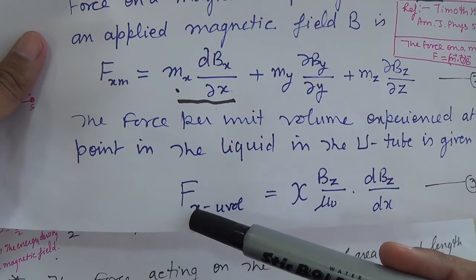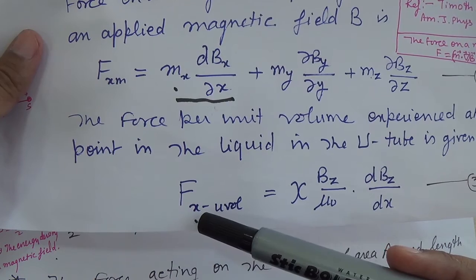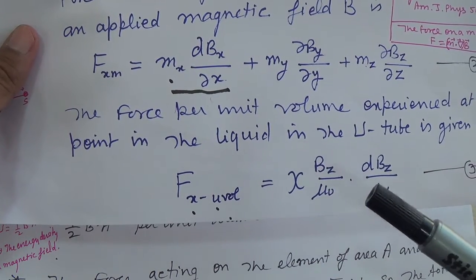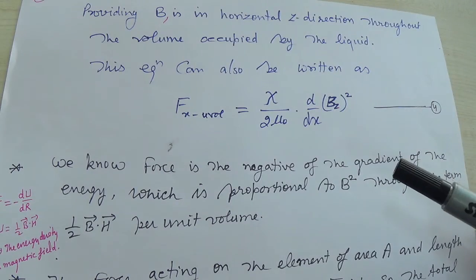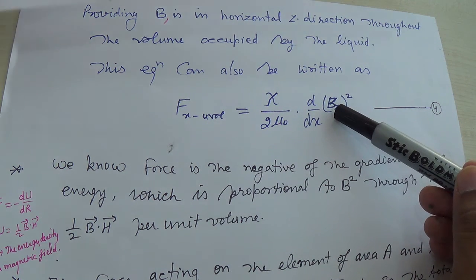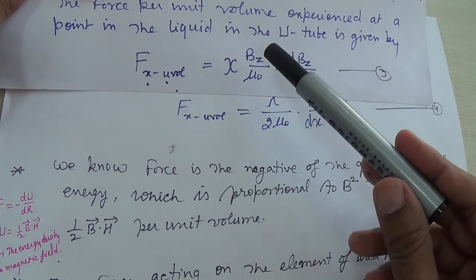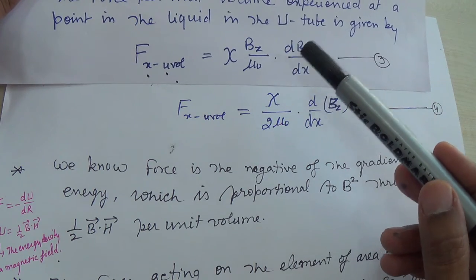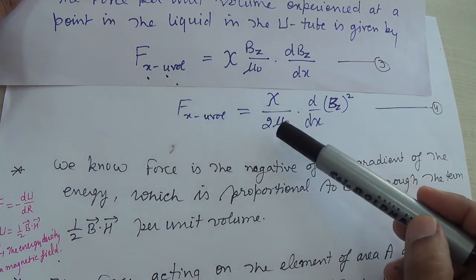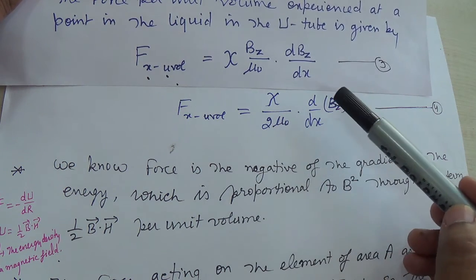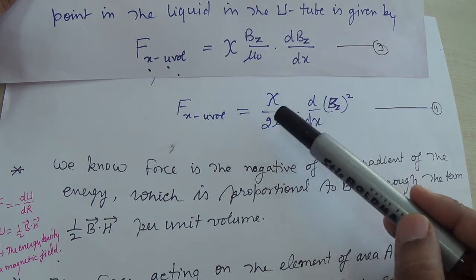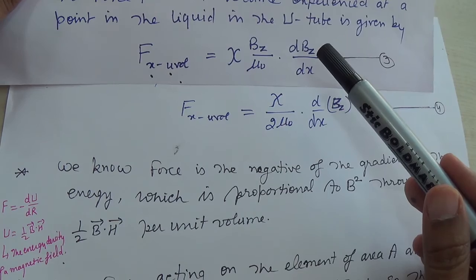In the earlier slide you have seen that the force on a magnetic dipole per unit volume is equal to chi Bz upon mu naught into dBz upon dx. So instead of writing Bz here and there, we just modified the formula this way: chi upon 2 mu naught d/dx of Bz squared. You can see it again here. So instead of writing this chi upon mu naught, we just multiplied this factor by 2, because when we differentiate this Bz squared, a 2 will come and that 2 automatically cancels out. So this is the new way of writing this particular formula.